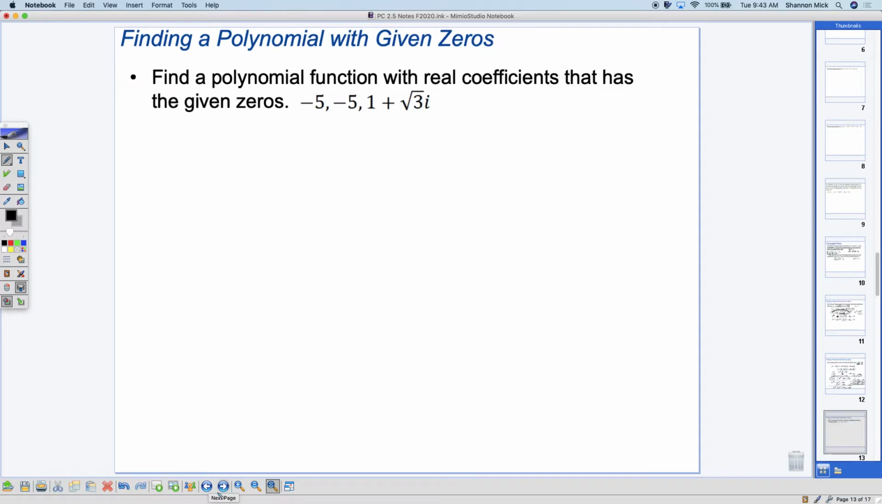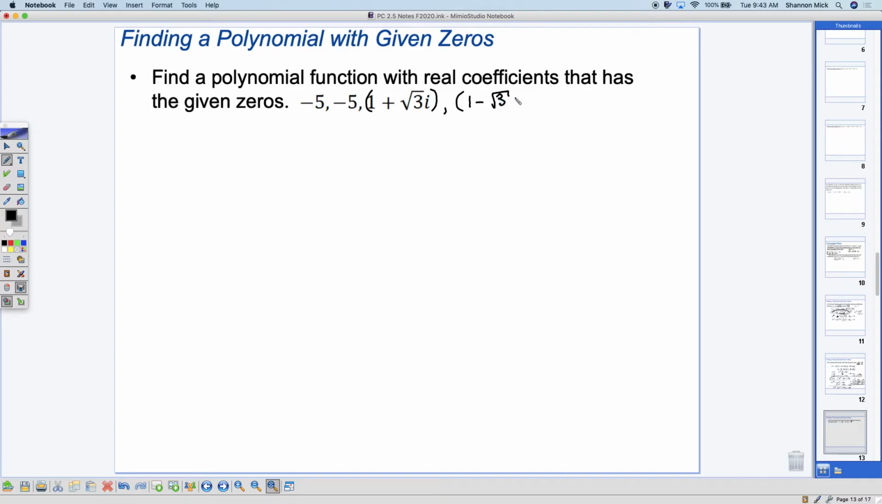Find a polynomial function with real coefficients that has zeros at -5, -5, and 1 plus the square root of 3i. This is the same exact thing as we were doing. So -5, -5 are whole numbers, they're just what they are. We have 1 plus the square root of 3i, so we also have to have what? 1 minus. And put parentheses around that, guys. We also have to have 1 minus the square root of 3i.